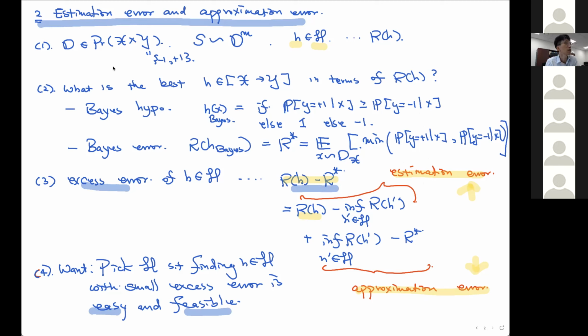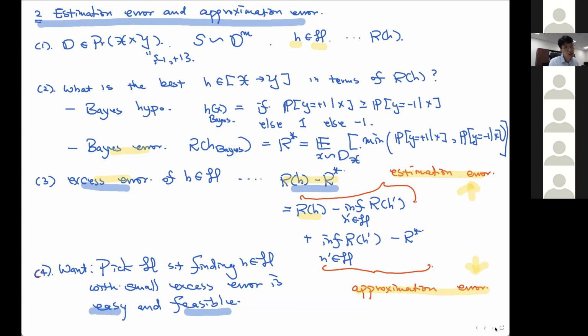Just to sum up the message here: the Bayes error is the minimum error that we can achieve. Based on this, we can define the excess error, and the excess error can be decomposed into the estimation error and the approximation error. These go in opposite directions in terms of the complexity of our hypothesis set. If the hypothesis set is complex, the approximation error is small, but the estimation error is going to be large. If the hypothesis set is simple, the opposite situation happens. So finding the right balance between the two is going to be the key to designing a good learning algorithm.